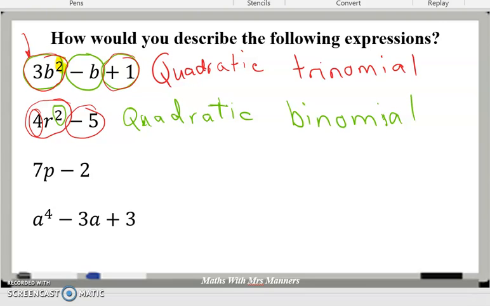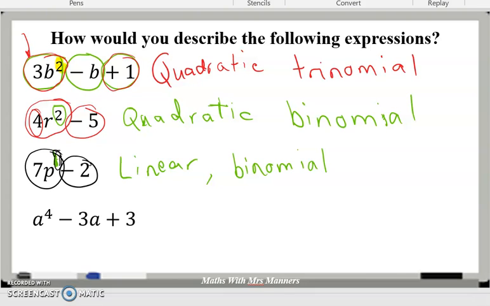All right, what have we got here? Well, it's definitely not a quadratic because the degree is 1. So how would I describe this? Well, I'd describe it as linear because the degree is 1. It's a linear expression, and it's also a binomial because there's 2 terms. I can see that the constant term is -2. I can see that the degree is 1. I can see that the leading term is 7p and the leading coefficient is 7.